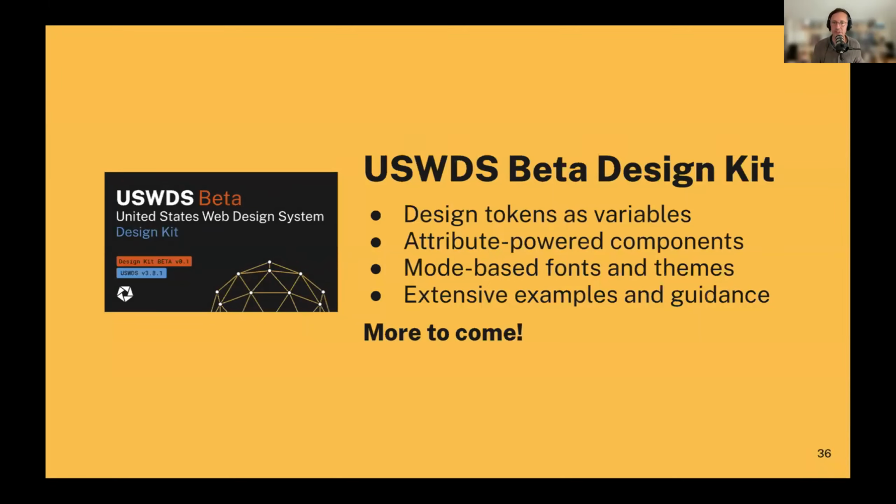So as we work through this USWDS beta design kit in Figma, it will feature design tokens as variables, attribute-powered components, mode-based fonts and themes, extensive examples and guidance, and of course, auto layout and other native functionality that you expect. So there's more to come on this. We hope to begin publishing our work publicly soon. We're doing a lot of testing internally right now, but we want to get this out into the public as soon as we can. So more to come with that.